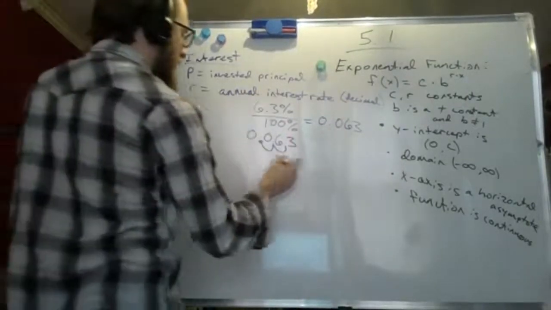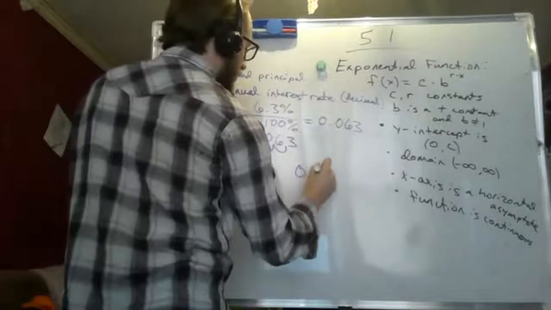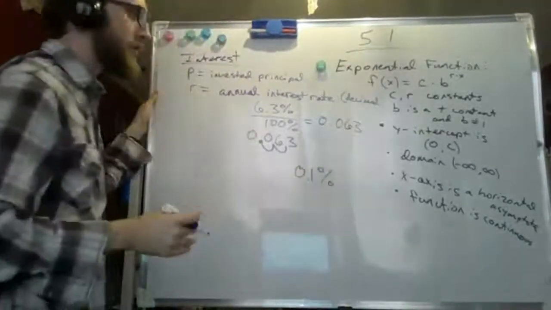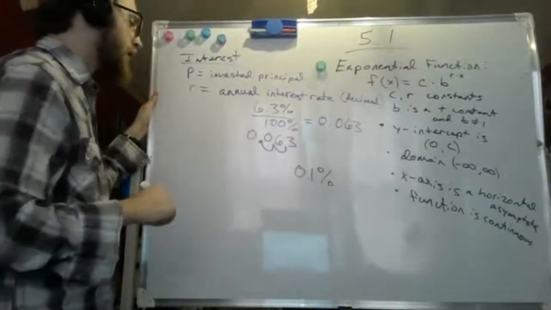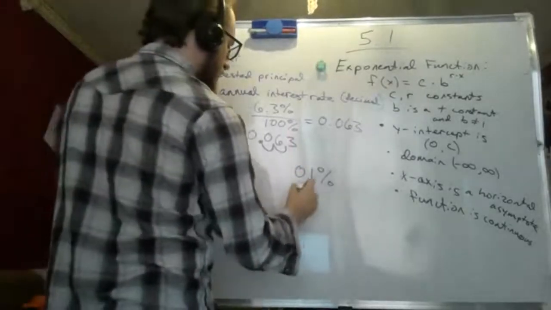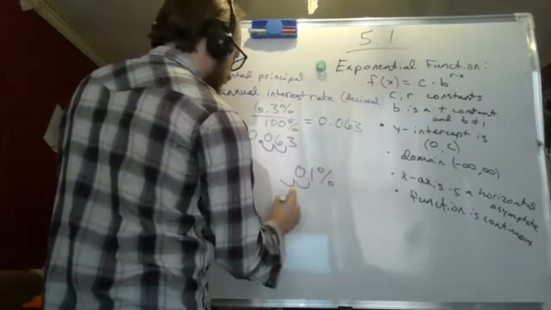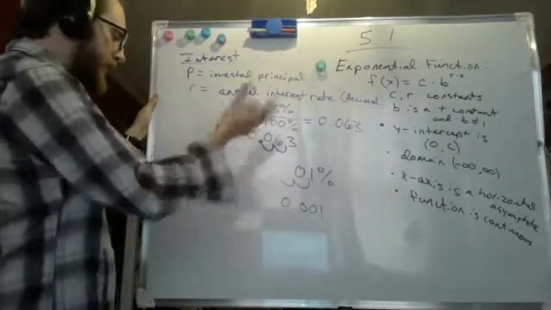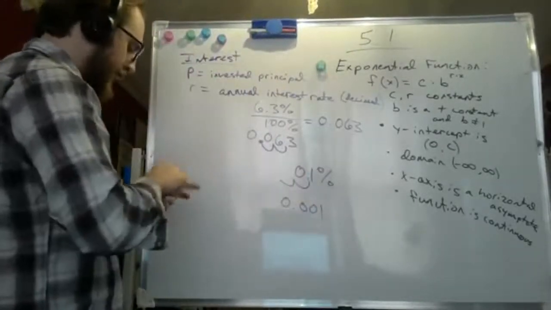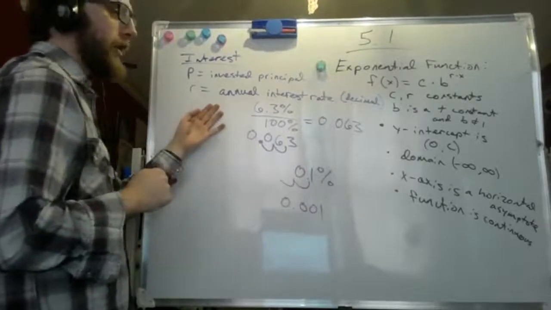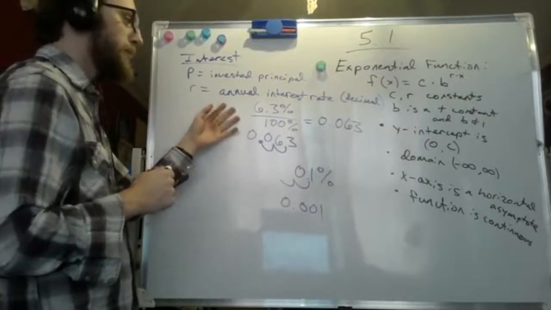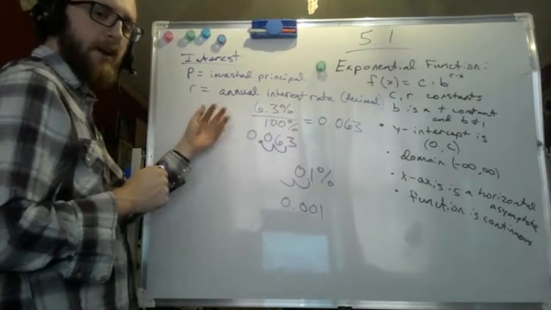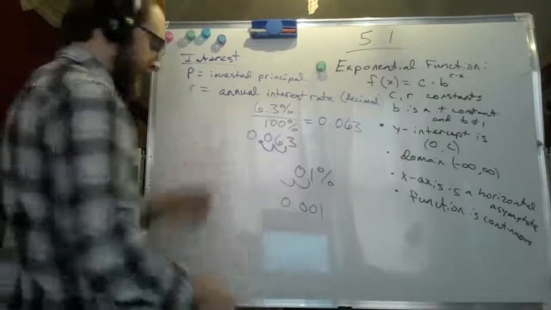Given any percentage, maybe you're told that it increases at 0.1%, which is more realistic for what banks actually do. Then as a decimal, if I move it twice, it would be 0.001. And there you have it. It's that easy to change a percentage to a decimal. You are going to need to know how to do that for these questions, so make sure this kind of thing makes sense to you and you know how to do it quickly and correctly.